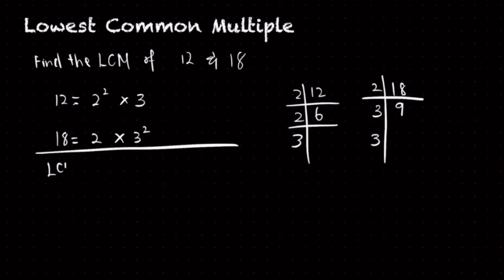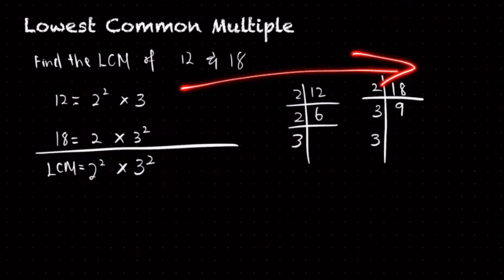So for LCM, we take the largest number. Comparing it, take the larger one, put it here, and take the larger one and we put it here. So why lowest common multiple? Because numbers can go all the way up to infinity. So we're taking the lowest one.